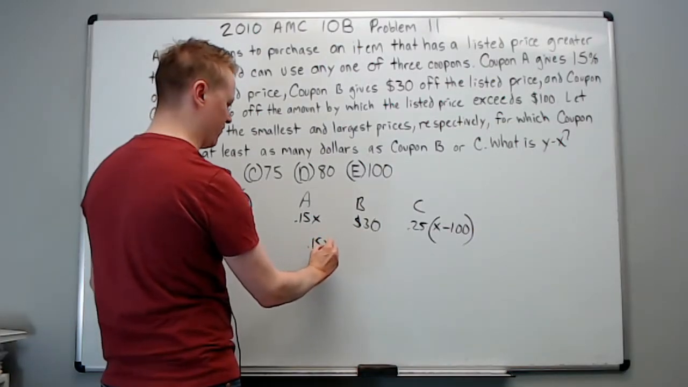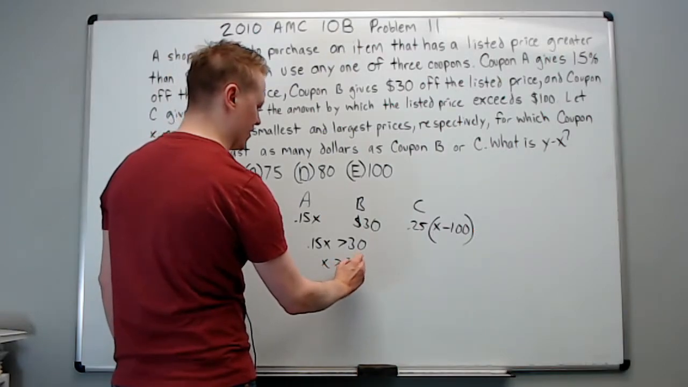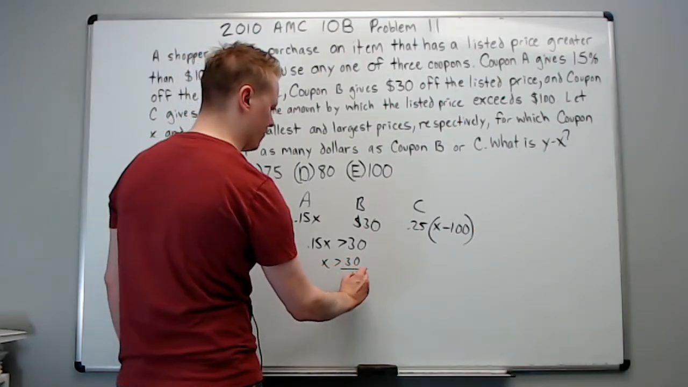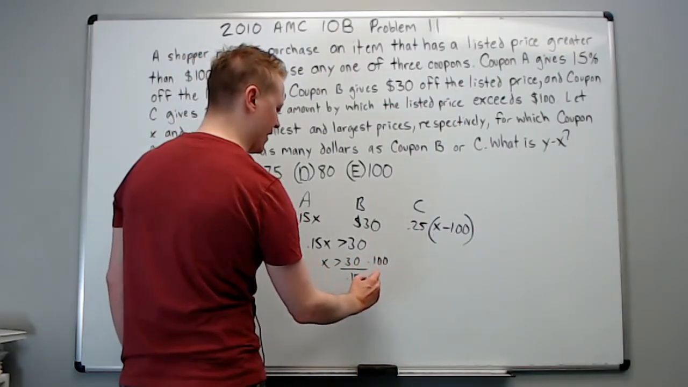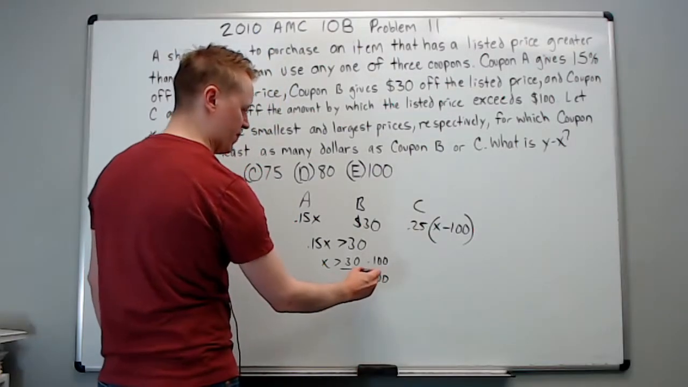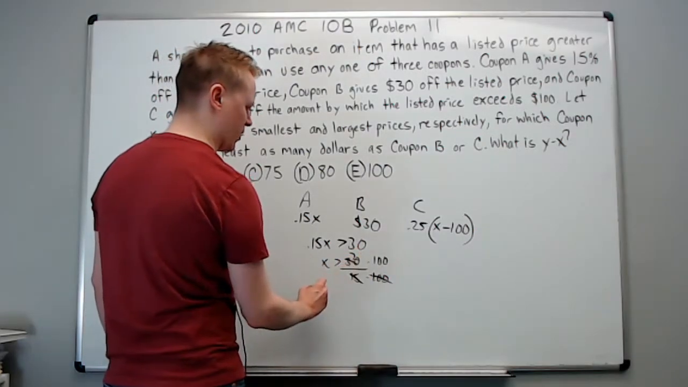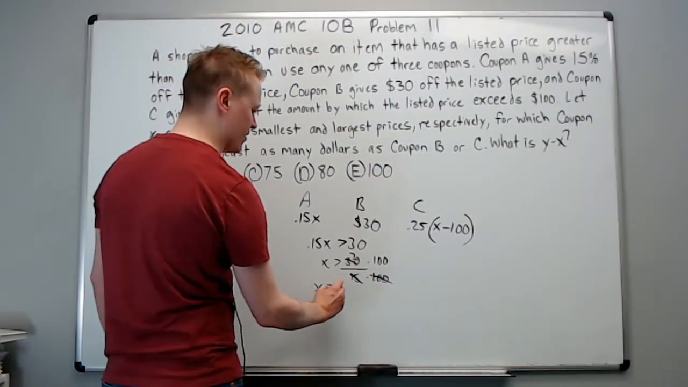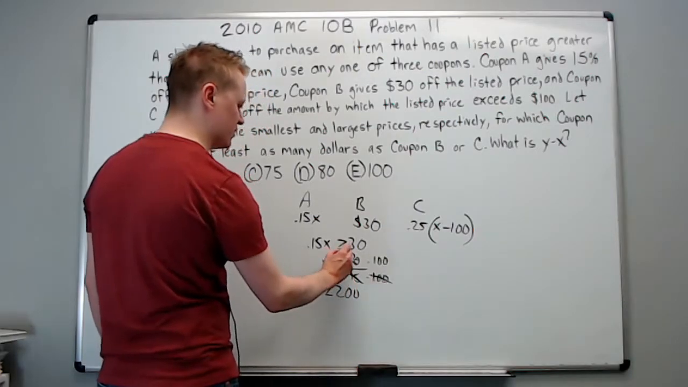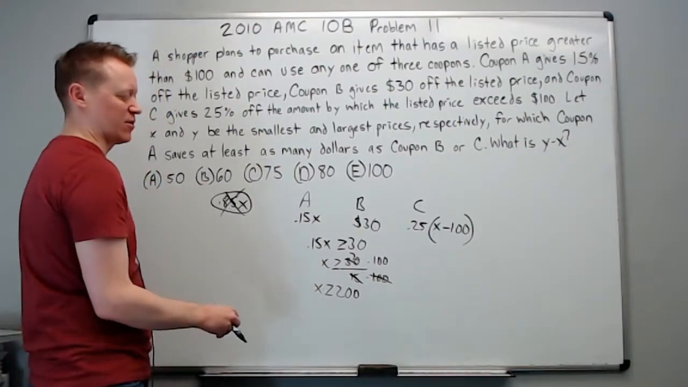So 0.15x needs to be greater than 30, x greater than 30 over 0.15. Multiply by 100, and this gets rid of the decimal point. So 15 goes into 30 twice. X needs to be greater than or equal to 200, right? That's the price. It has to be at least that price.